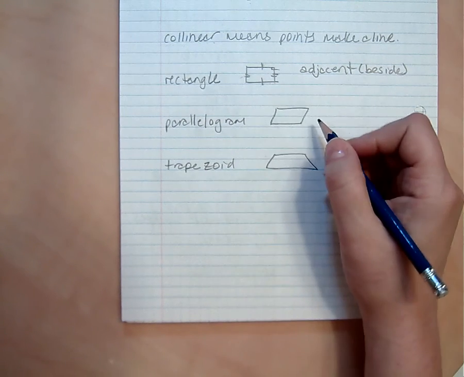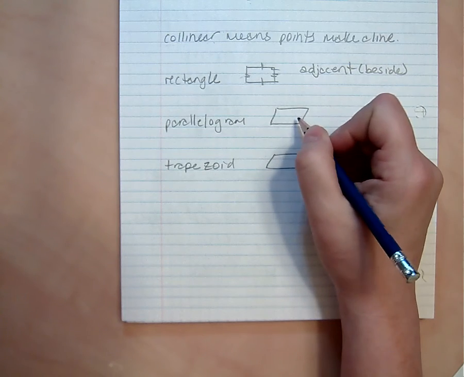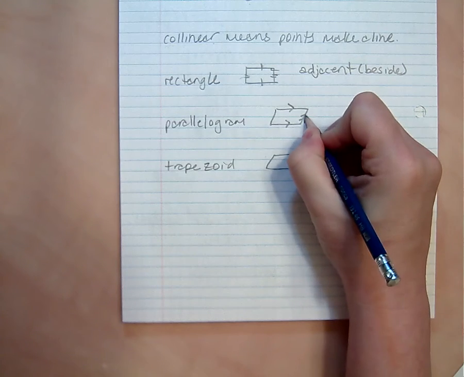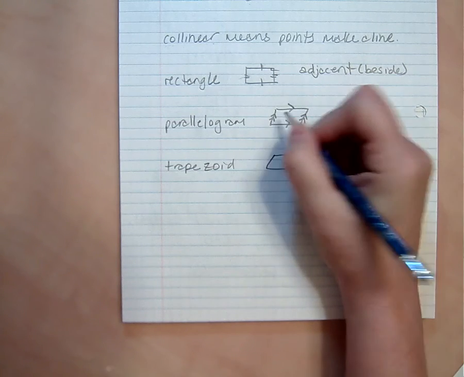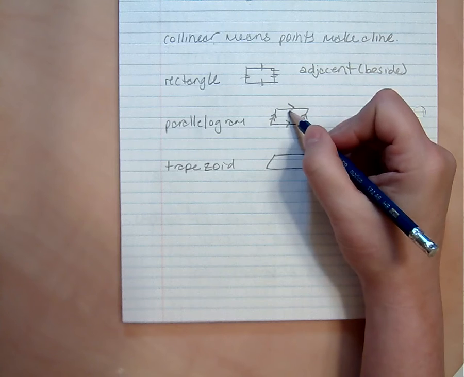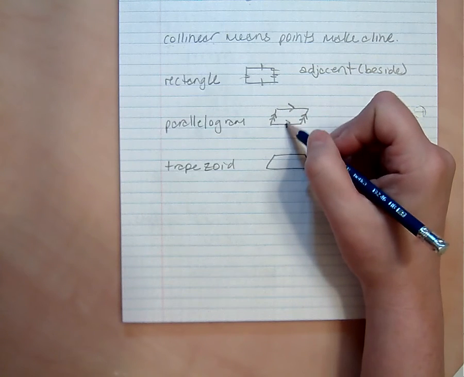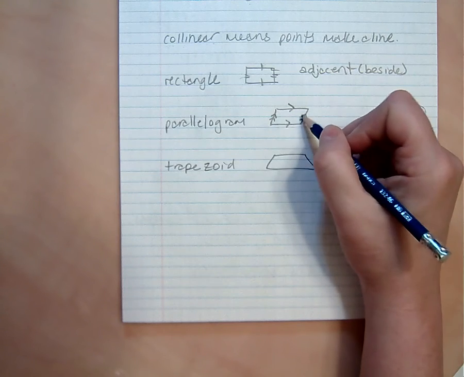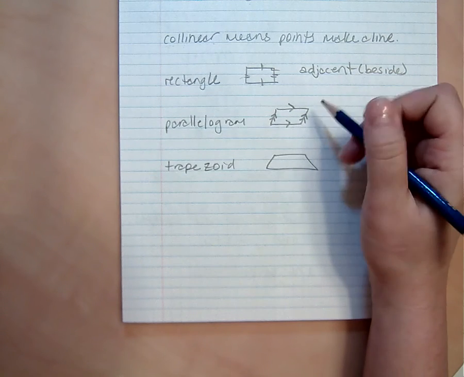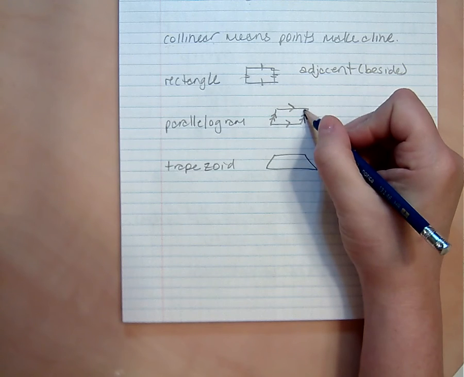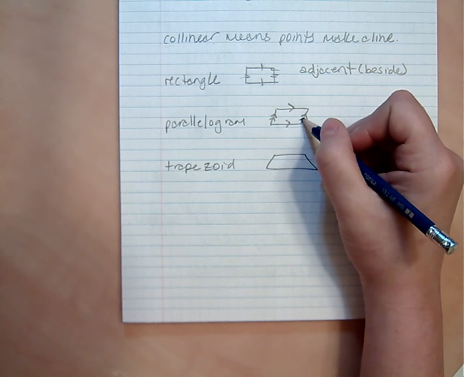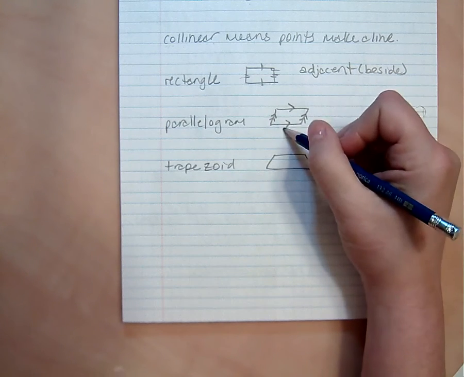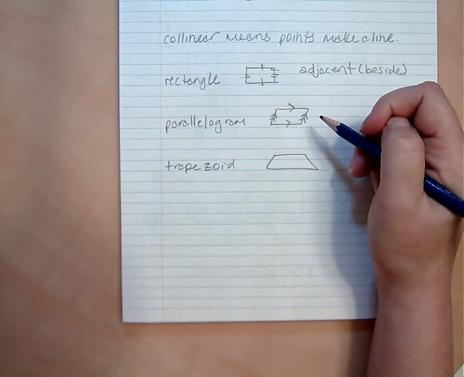What's a parallelogram? A parallelogram is opposite sides are parallel or have the same slope. So I've just denoted that with notation. One little arrow means those sides have the same slope, and double arrow means those sides with the same symbols have the same slope. These could be perpendicular, but they don't have to be. What has to happen for a parallelogram is opposite sides have the same slope.